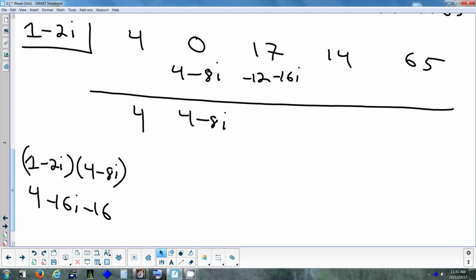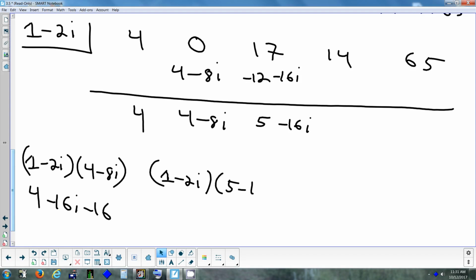Now the adding isn't bad because you never have anything to do with the imaginary. That just stays the same. But what's 17 plus negative 12? 5. Okay. So now we'll do it one more time, and then the last time I'll just tell you what the answer is. So now we need to do 1 minus 2i times 5 minus 16i.